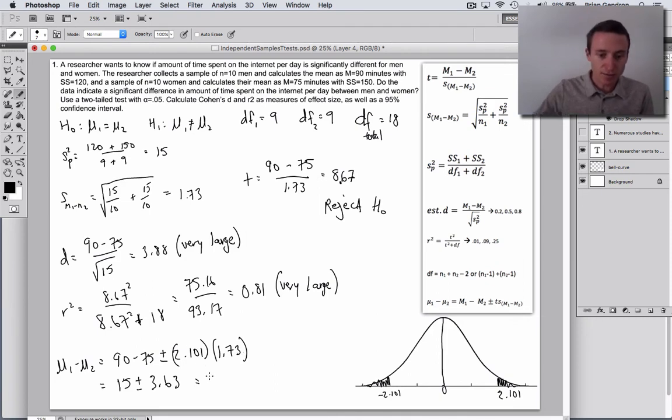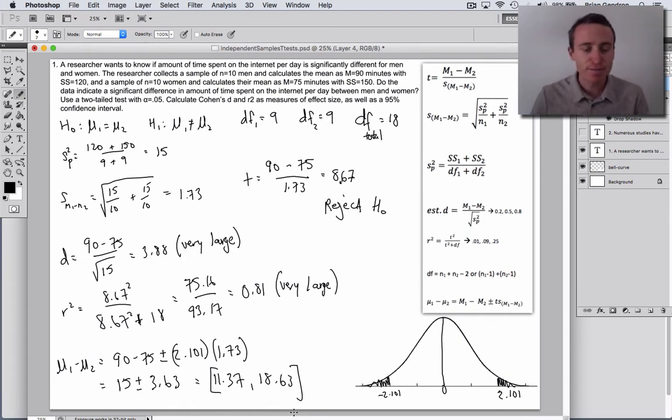So on the lower end of the interval, we get 11.37. And on the upper end, we get 18.63. So we are 95% confident that the difference in internet usage between the population of men and women is between 11.37 and 18.63 minutes per day. All right, so that concludes this problem. We did the basic hypothesis test, as well as measures of effect size, as well as a confidence interval.